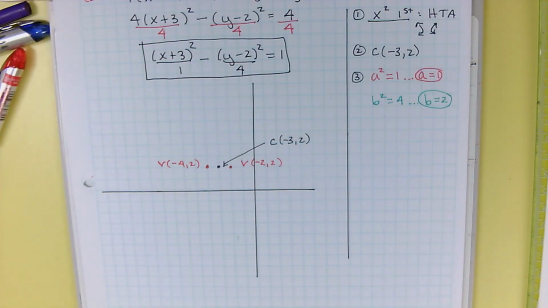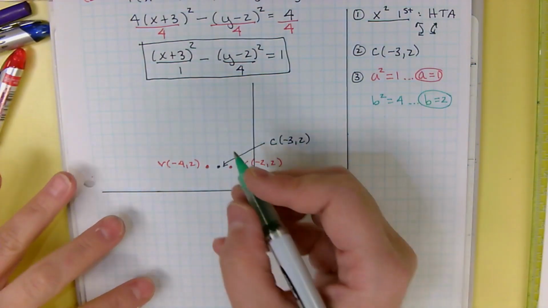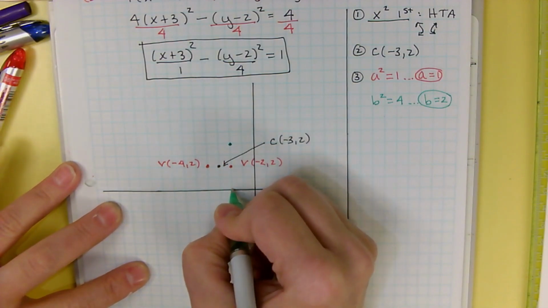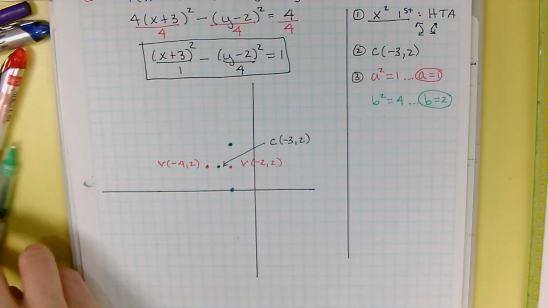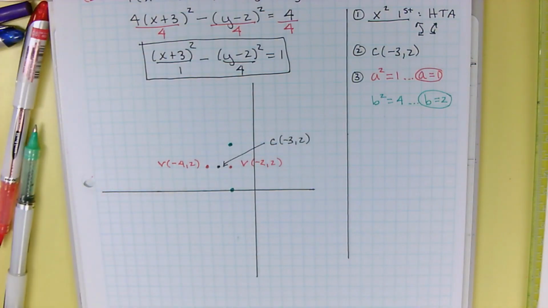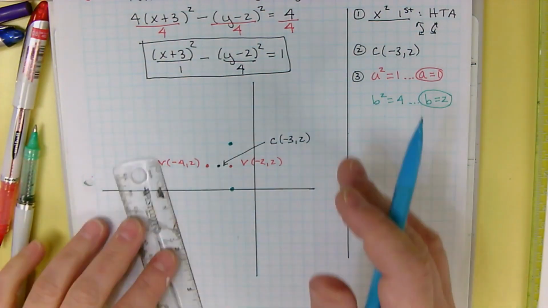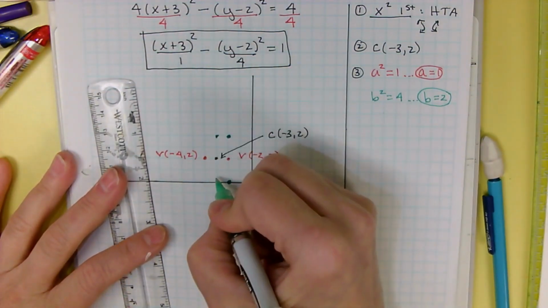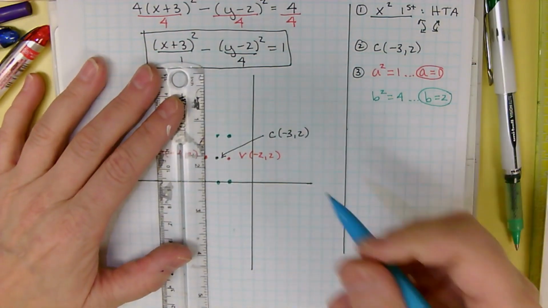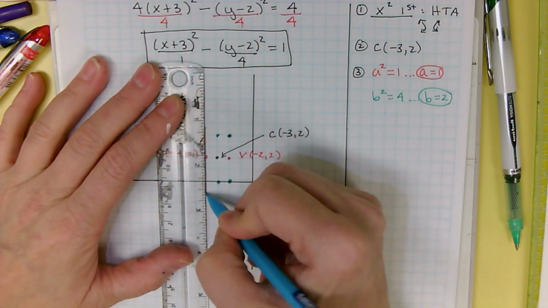Okay, your B term was under the Y's, so you're going to count up 2 and down 2, and that provides you with the sides of your box. Okay, so we're going to draw our box. Whoops, and I put this in the wrong spot. We're going to draw our box and then draw our asymptotes.